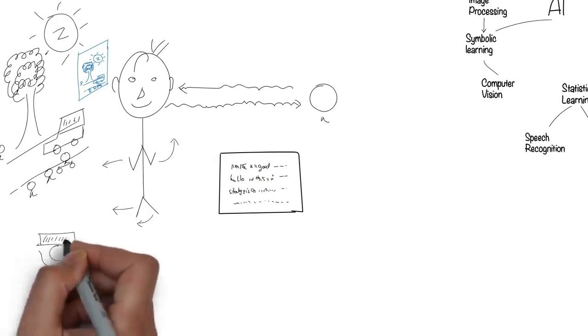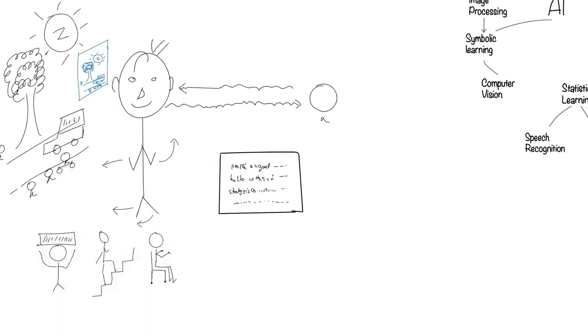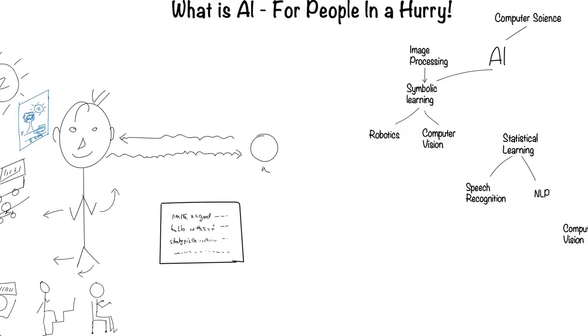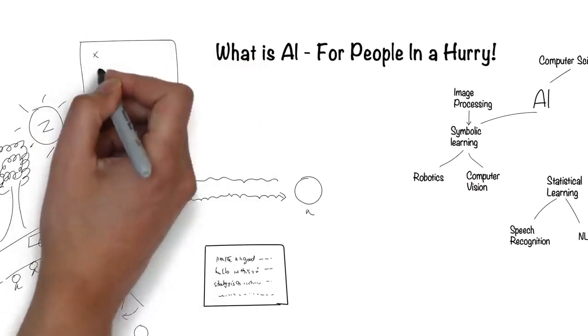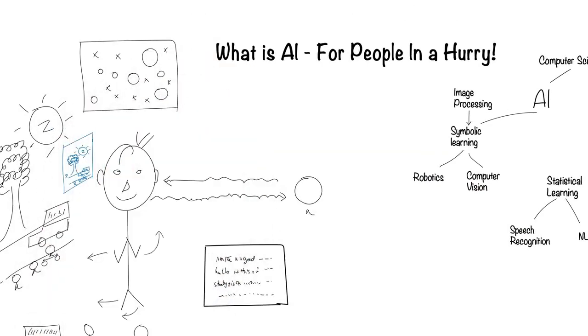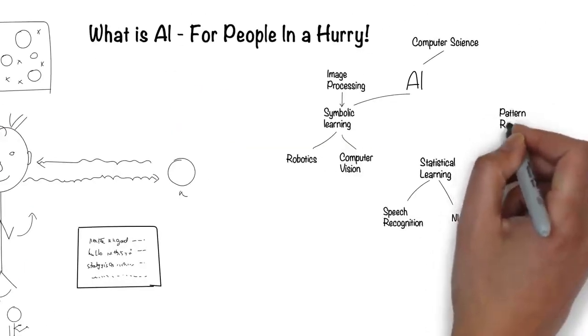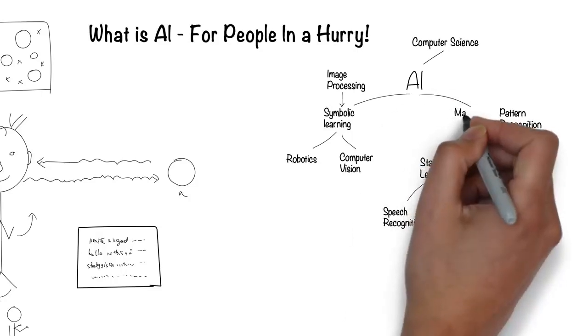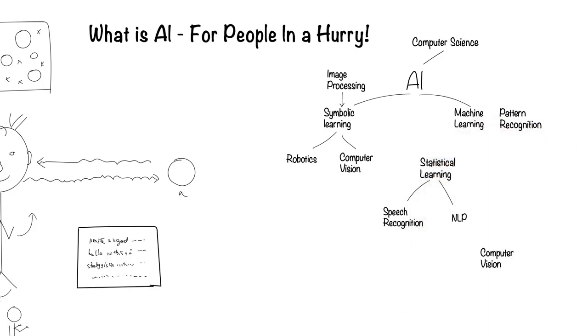Humans can understand their environment and move around fluidly. This is the field of robotics. Humans have the ability to see patterns, such as grouping of like objects. This is the field of pattern recognition. Machines are even better at pattern recognition because they can use more data and dimensions of data. This is the field of machine learning.